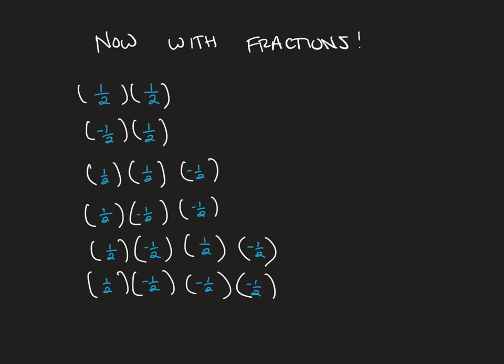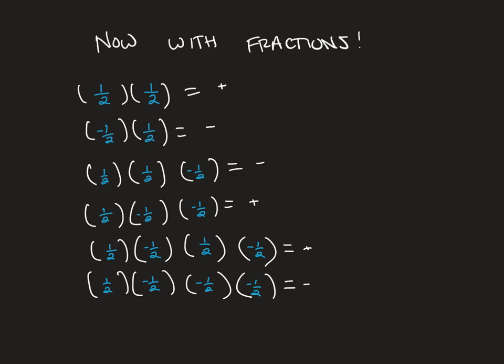Our questions are 1 over 2 times 1 over 2, negative 1 over 2 times 1 over 2, 1 over 2 times 1 over 2 times negative 1 over 2, 1 over 2 times negative 1 over 2 times negative 1 over 2, 1 over 2 times negative 1 over 2 times 1 over 2 times negative 1 over 2, and finally 1 over 2 times negative 1 over 2 times negative 1 over 2 times negative 1 over 2. Write whether each result will be positive or negative by giving the positive or negative sign. Then we'll find what the numeric value of the result is.